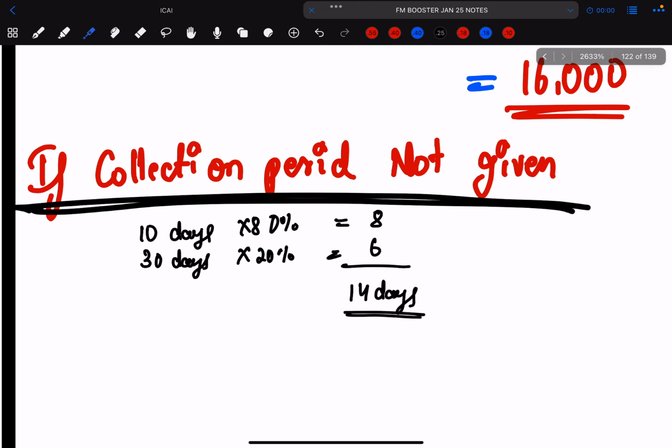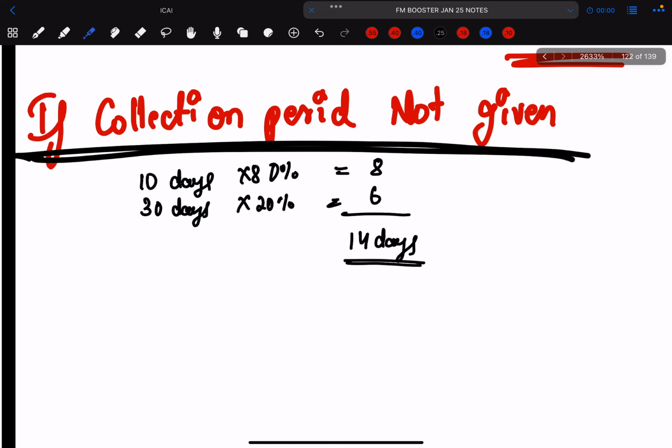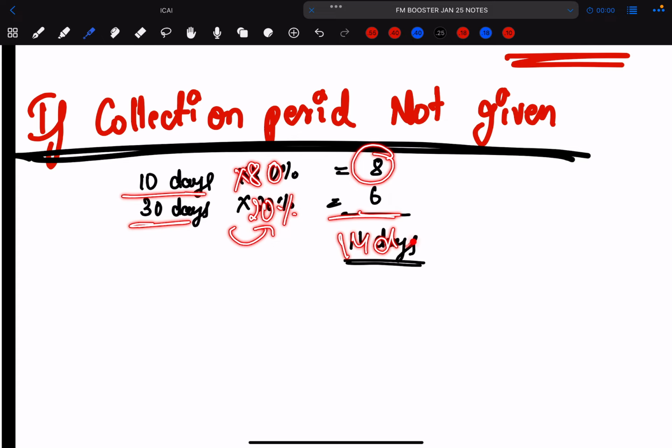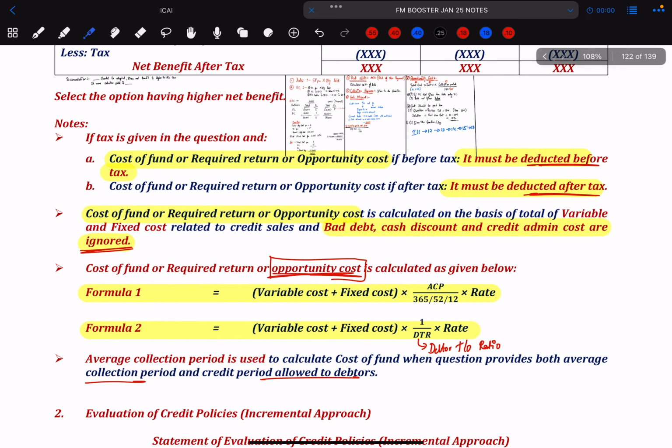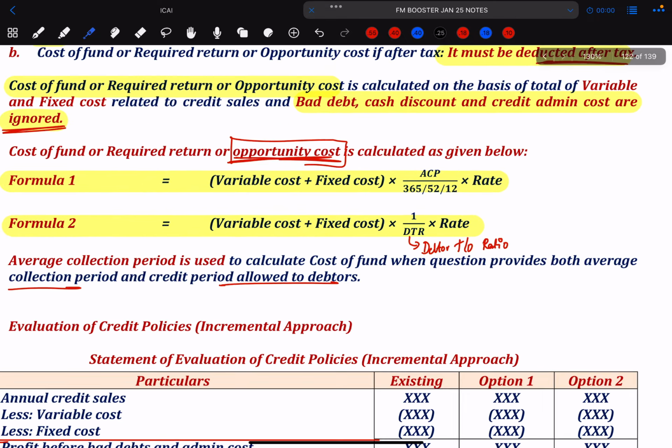And if the collection period is not given, simple. So for the above example itself, they'll say 80% have opted and 20% have not opted. In that case, 10 into 80%, that is 8, and 30 into 20%, that is 6. So 14 days is the collection period. Done.